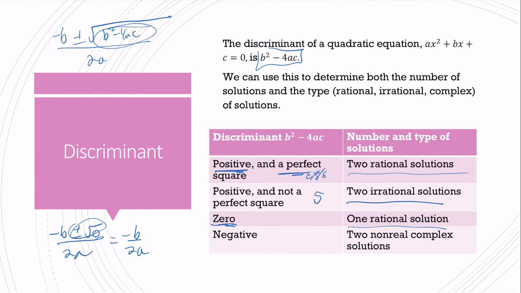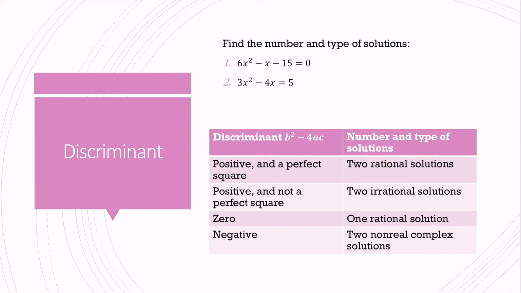If b squared minus 4ac is negative, we will have 2 non-real complex solutions. Remember, when we take the square root of a negative number, we can't do that, so it becomes i square root of 5, or if I had the square root of negative 4, that becomes 2i. So we can go ahead and determine the type of solutions by looking at b squared minus 4ac.